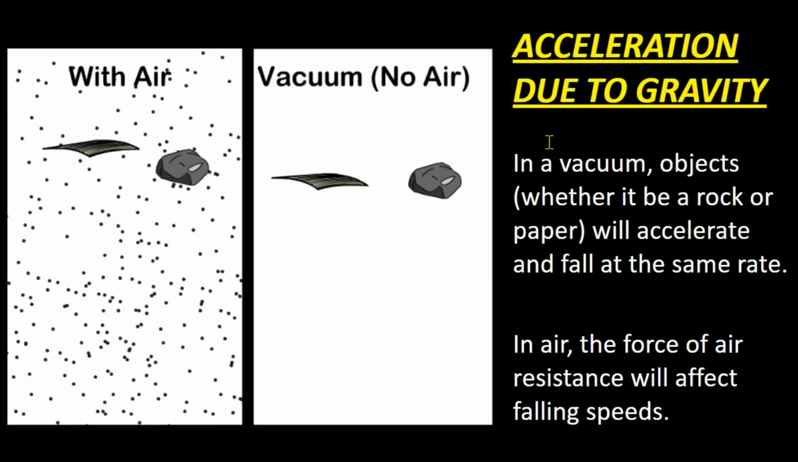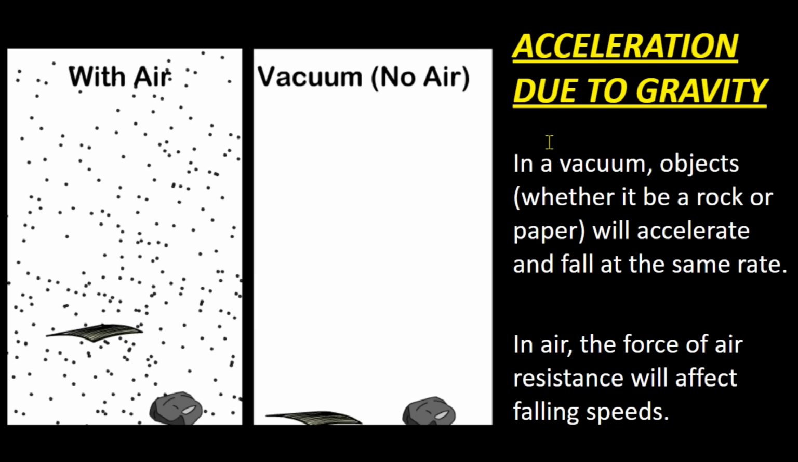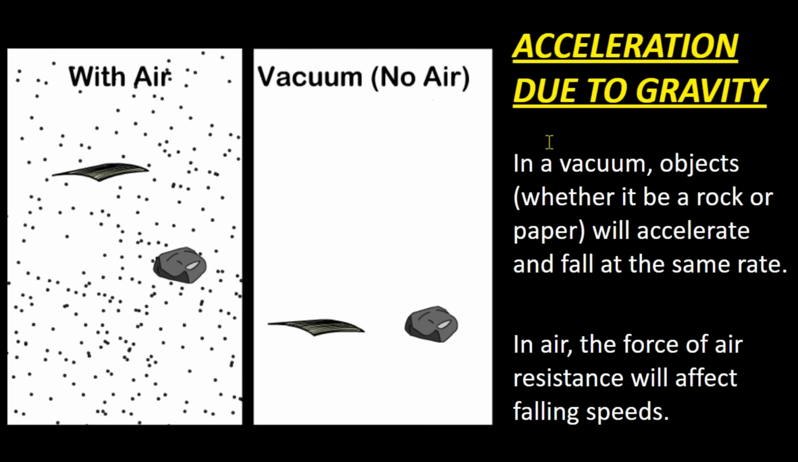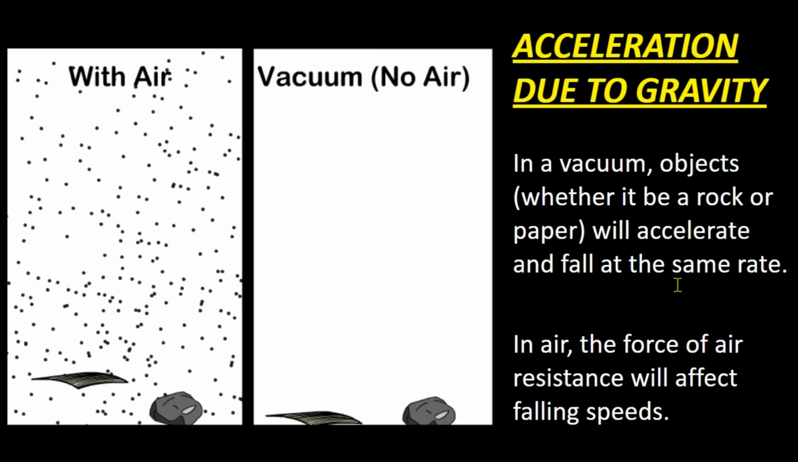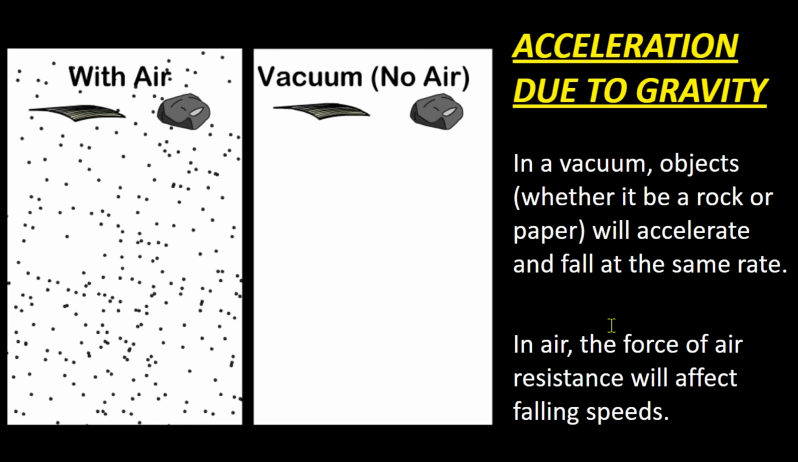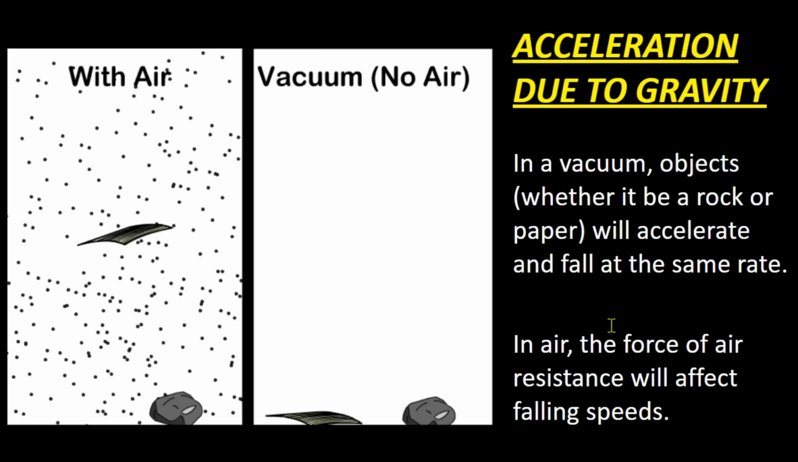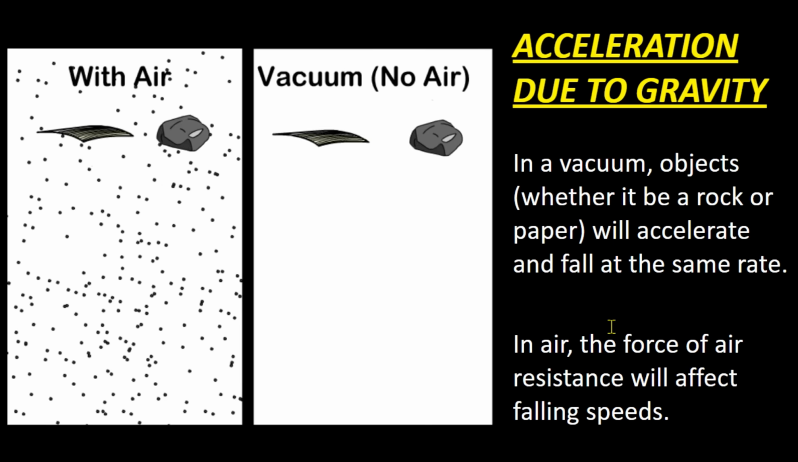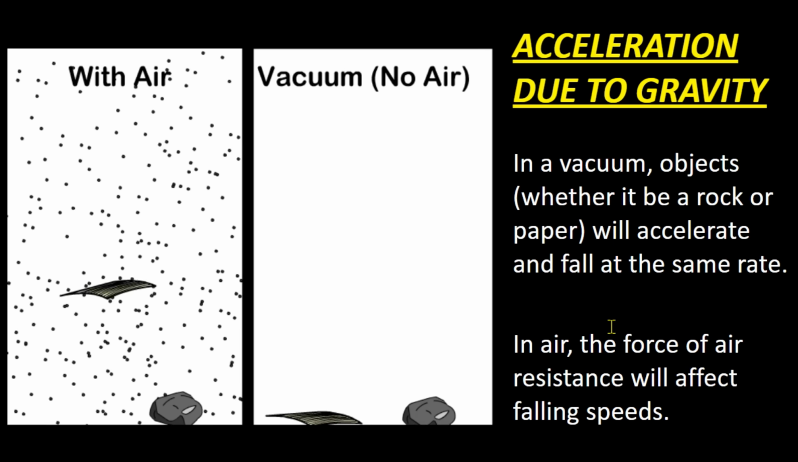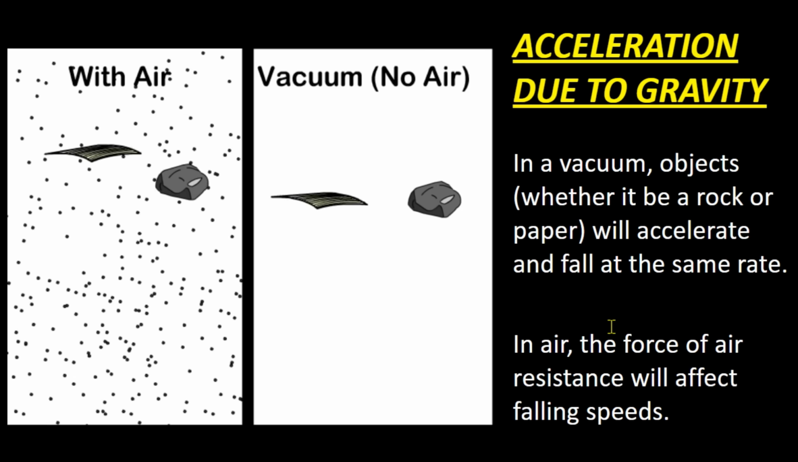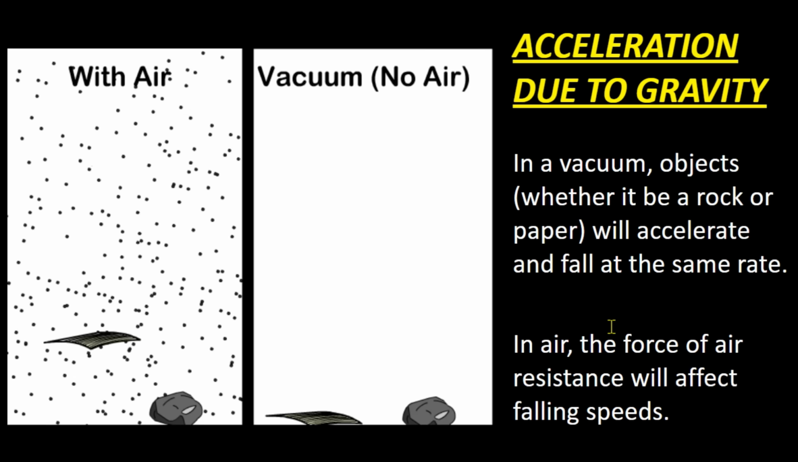In a vacuum, objects, whether it be a rock, paper, or even a car, will accelerate and fall at the same rate because there's no air. In air, however, the force of air resistance will affect falling speeds. As you can see on the figure on the left, where there's air particles, the piece of paper falls a lot more slowly because of its wider surface area and more contact with the air molecules.